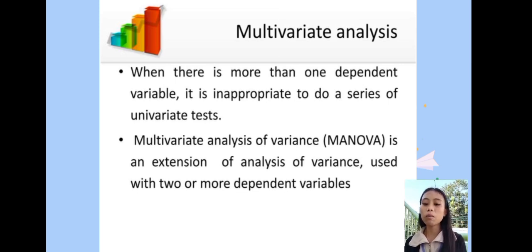When there is more than one dependent variable, it is inappropriate to do a series of univariate tests. A univariate test is a statistical test that examines a single variable at a time. Multivariate analysis of variance, or MANOVA, is an extension of analysis of variance used with two or more dependent variables. Analysis of variance, or ANOVA, is used to compare the means of more than two groups.